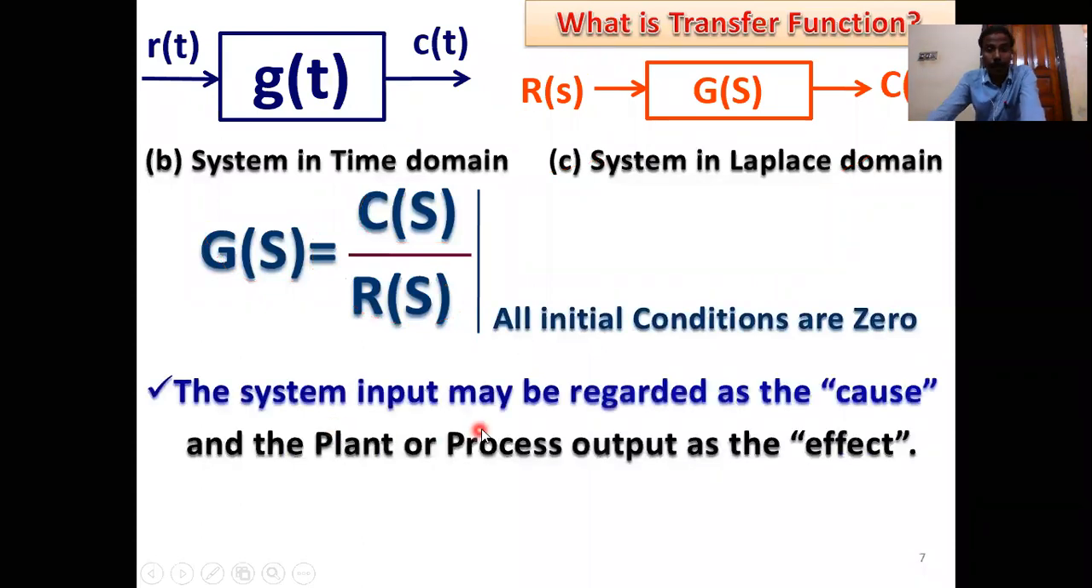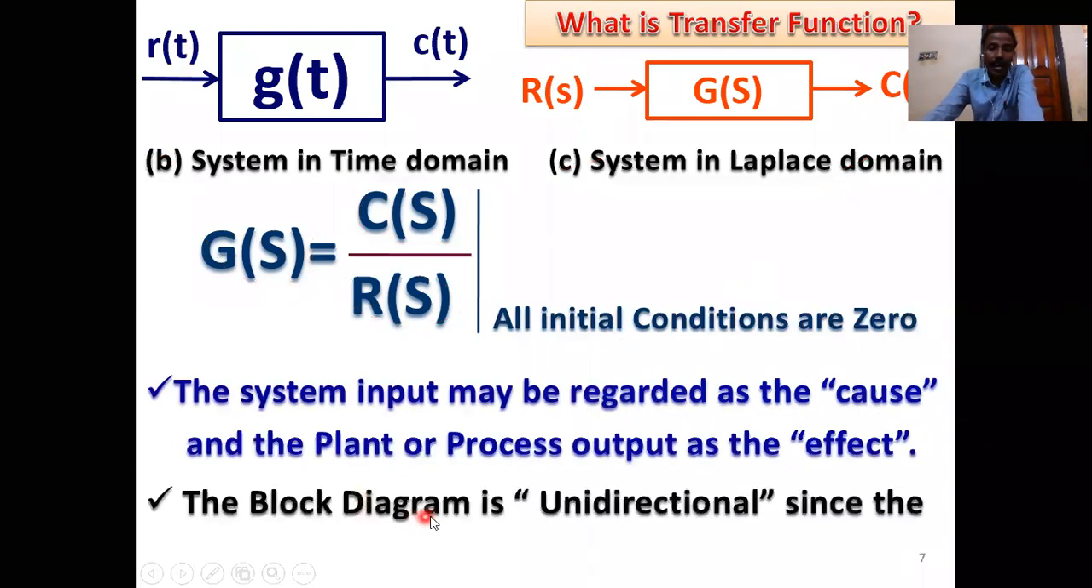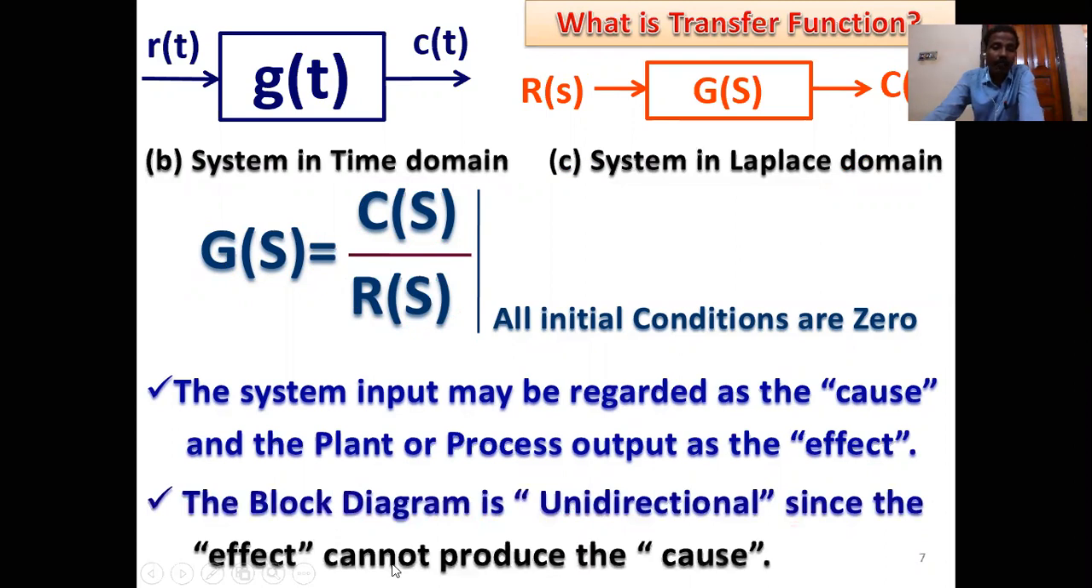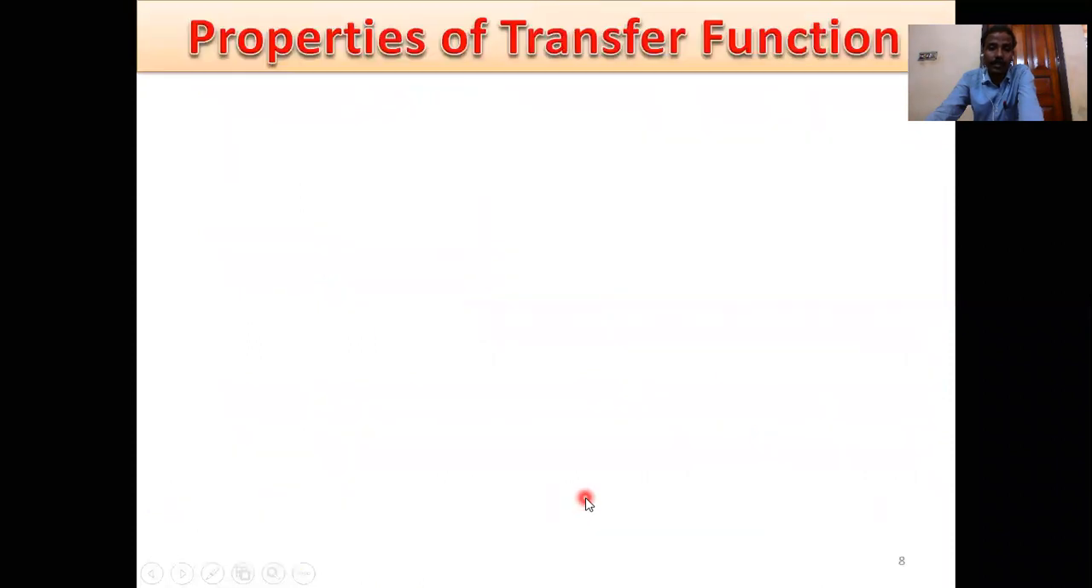The system input may be regarded as the cause. So R(s) or R(t) is the cause, and the plant or process output is the effect. So this is cause and effect. The block diagram is unidirectional since the effect cannot produce the cause. This is unidirectional; that's why effects cannot produce the cause. This is also a very important sentence.